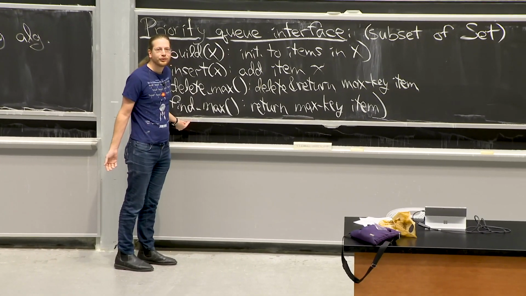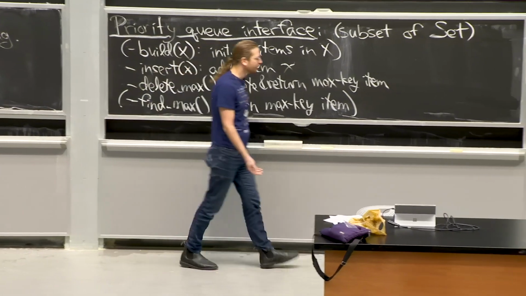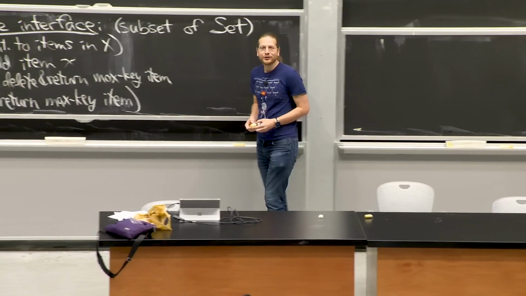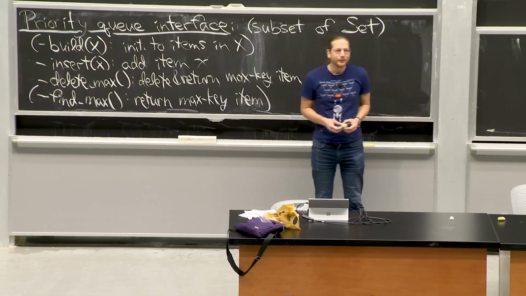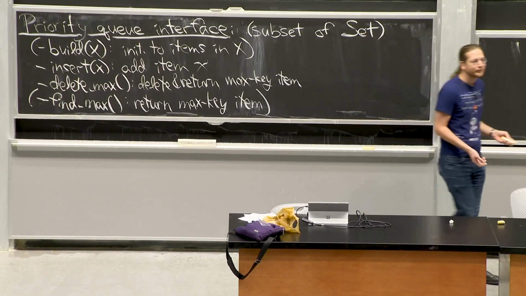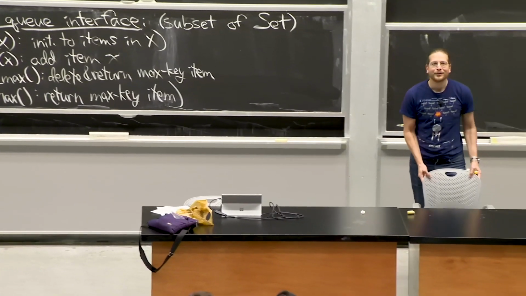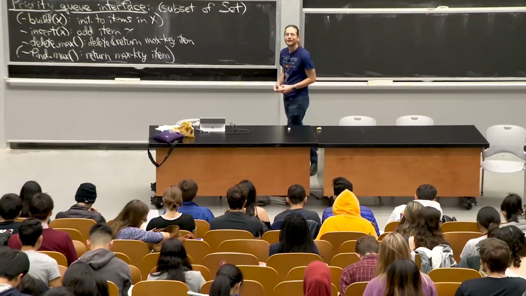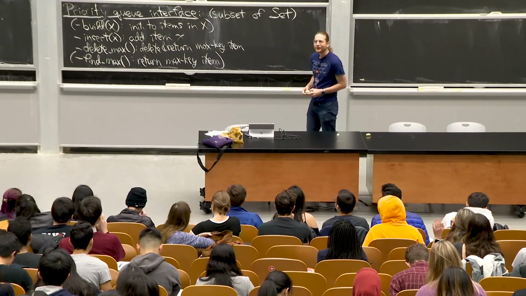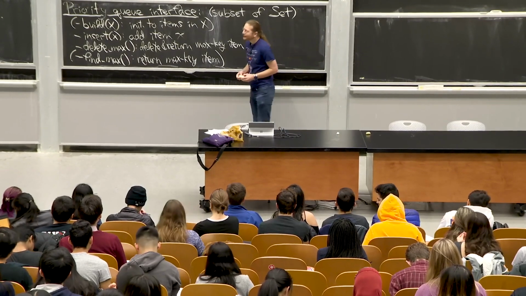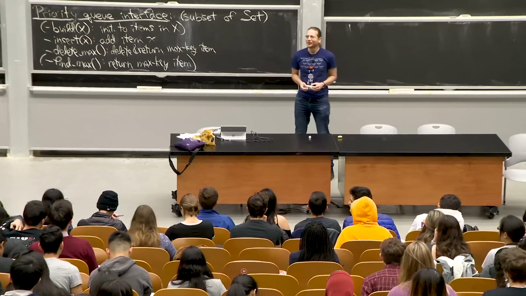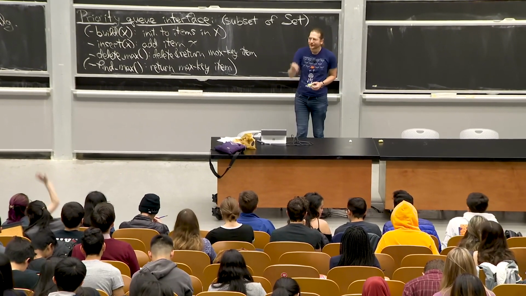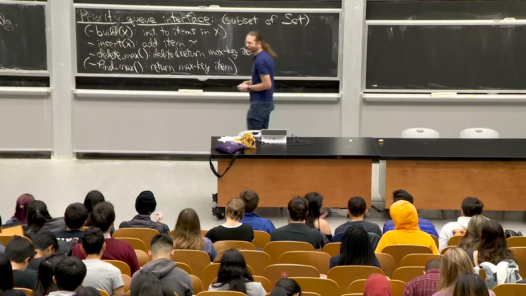Any suggestions among the data structures we've seen in this class? What should we use to solve the priority queue interface? Many possible answers. Sequence AVL, oh, that's interesting. Sequence AVL is a good answer, but it's maybe the fancier version. Yeah, set AVL sounds good.